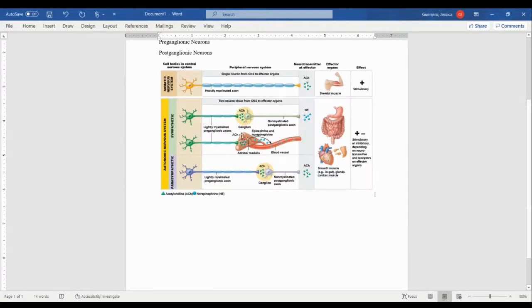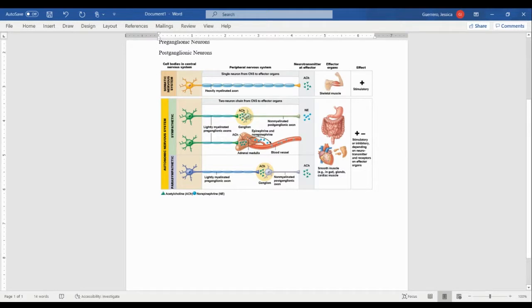Right here, it talks about the autonomic nervous system, and it divides it into the somatic, which is voluntary, and then the parasympathetic and sympathetic. So somatic is not considered autonomic, just so that we're both clear. But the autonomic is divided into parasympathetic, which is slowing down, and sympathetic, which is speeding up. And the preganglionic neurons are here, postganglionic here.